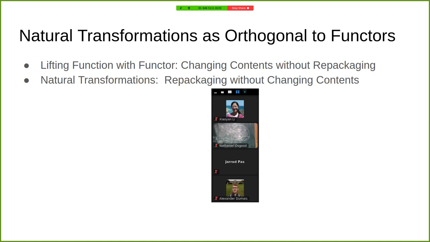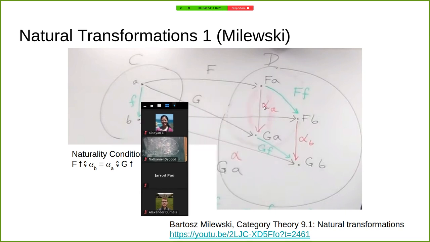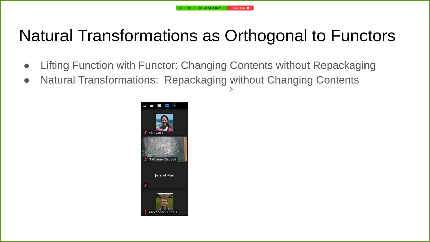A natural transformation is like a polymorphic function that maps from one functor to another functor. Remember, a natural transformation's job in life is to translate from one functor to another. It translates a functor F of A to a functor G of A. And that's rather different from lifting a function with a functor, right? Here we're mapping from one functor to another. Maybe we're going, for example, from list to Maybe with safeHead. We're repackaging it without changing all the contents.